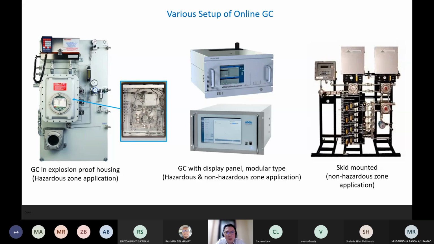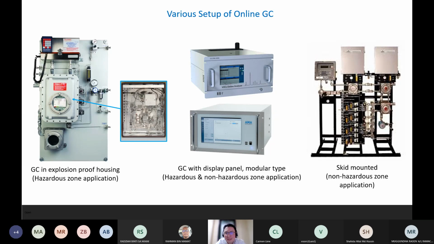Okay, so still on the topic of online GCs, there are various setups available. Technology enhancement is fantastic these days. During my time when I first joined the oil and gas industry, things were very mechanical. But nowadays with, sorry, tongue twister there, digitalization, you get a lot of touchscreen setups. You get a lot of more sophisticated setups.